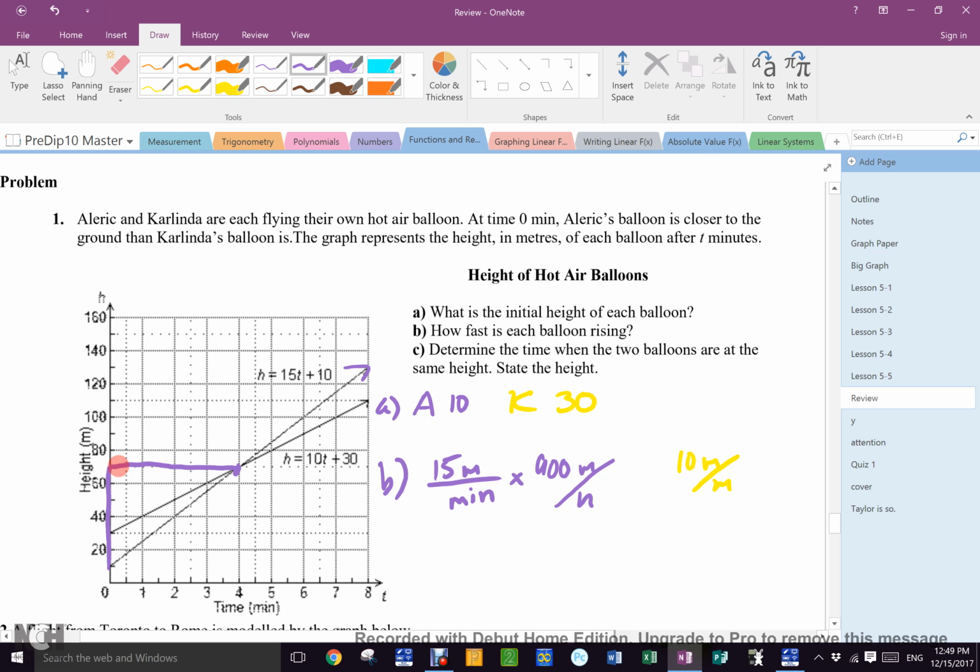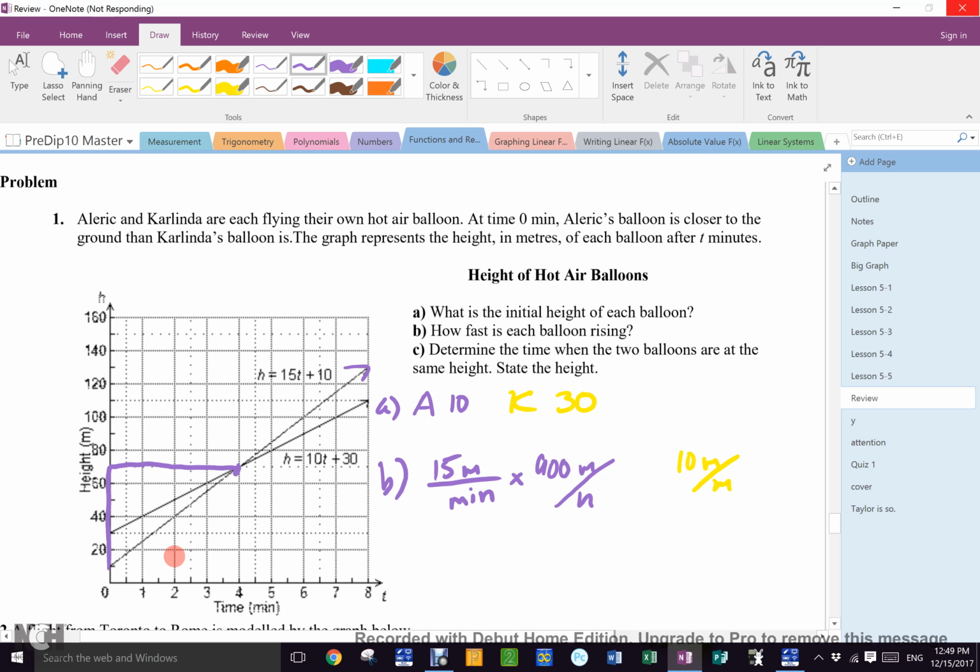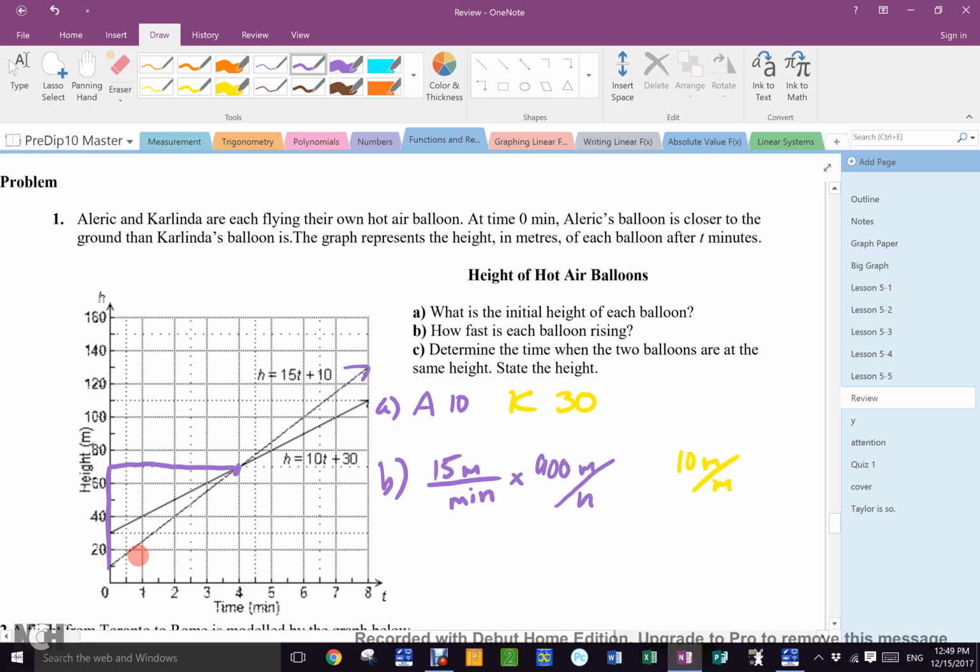Went up 60 over the course of 4 minutes. Or you checked right here and did 1 minute and just made a guess that it was 15. Or you recognize that that gives you the slope. One of those three things.